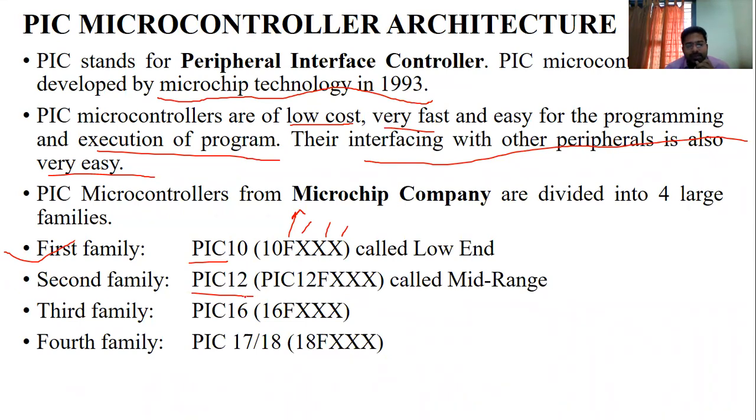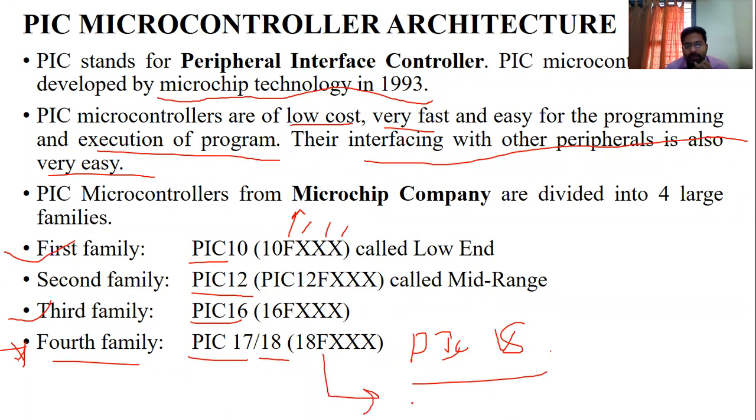Then the third family is PIC16. Then the fourth family, PIC17 or 18. Based on our syllabus, we are discussing the PIC18 microcontrollers. So F stands for flash memory. Remember, whenever a PIC is given a number like 18F, for example 18F532, this F will indicate the flash memory.